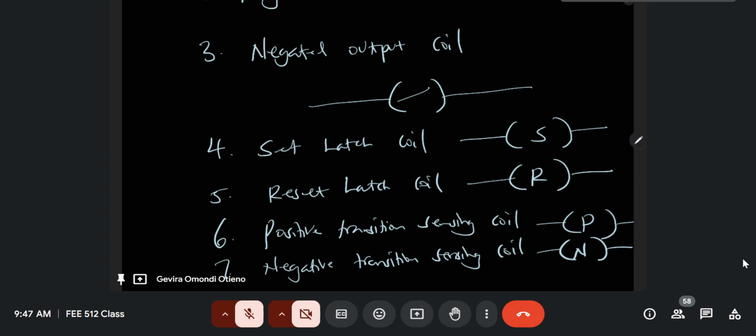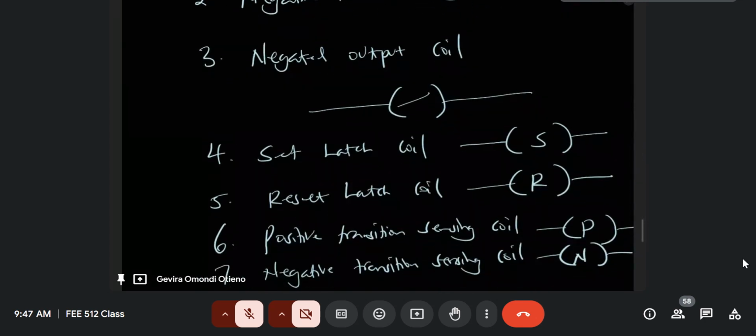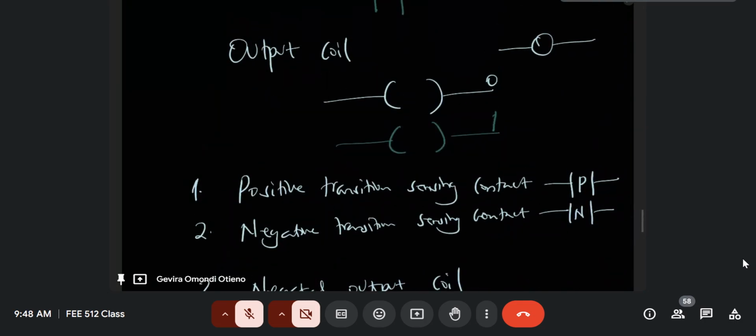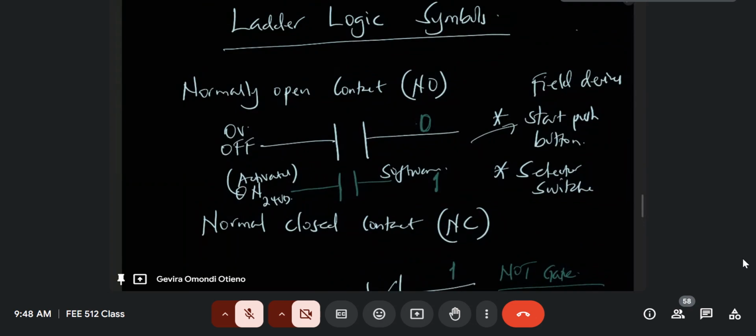So please see how many coils we have. You've got the normal output coil, then you've got the negated output coil, then you've got the set latch coil, you've got the reset latch coil, you've got the positive transition sensing coil and the negative transition sensing coil. Several, and all these are output coils so that they appear on the right side of the ladder diagrams. However, the positive transition sensing contact, the negative transition sensing contact, the normal closed contact, and the normally open contact appear on the left side because they provide you with the logic expression or the logic function.